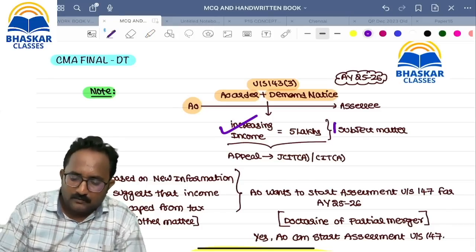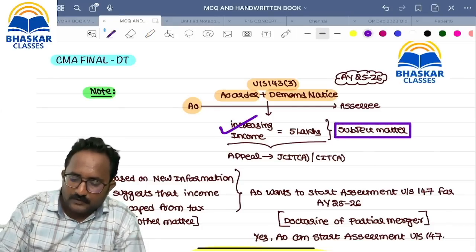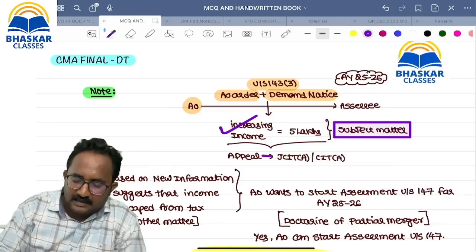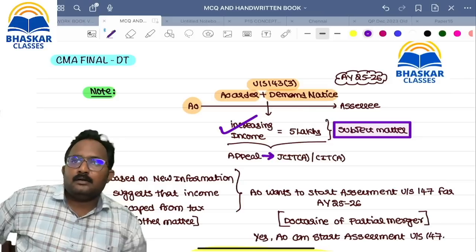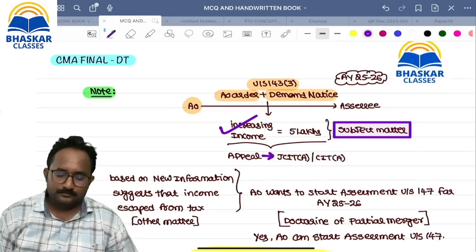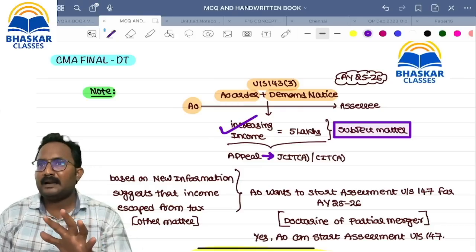So can you tell me with respect to this matter, SSE is going for an appeal in front of the JCIT or CIT (Appeals). Can he go? Yes, he can go, because the assessment order given is not agreed by SSE. SSE is going for the appeal. Now, sir, the appeal is in pending stage.